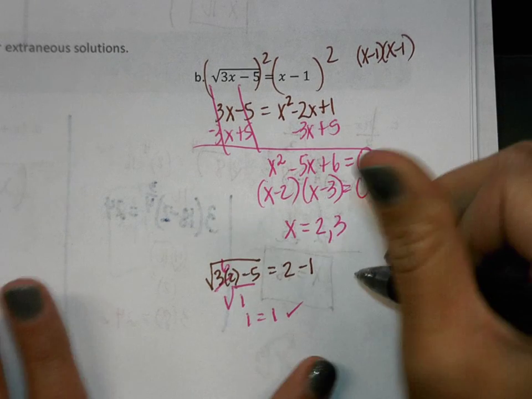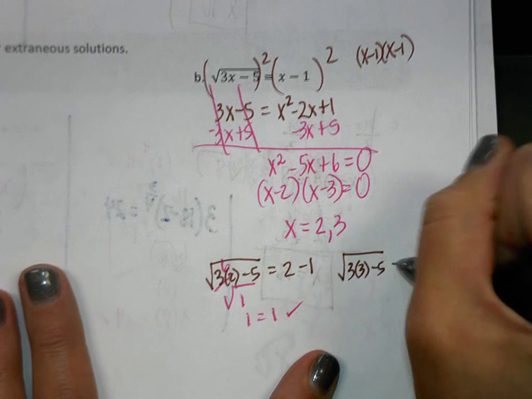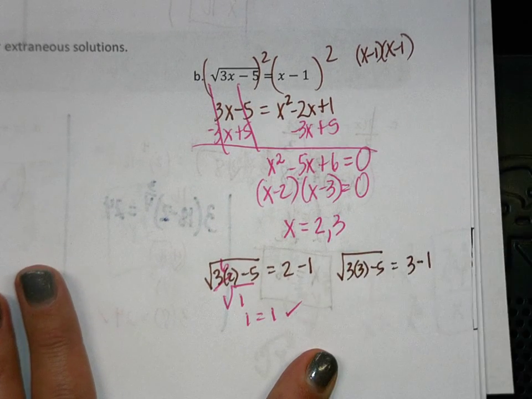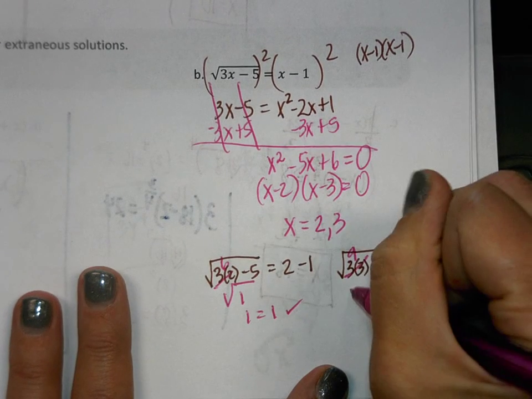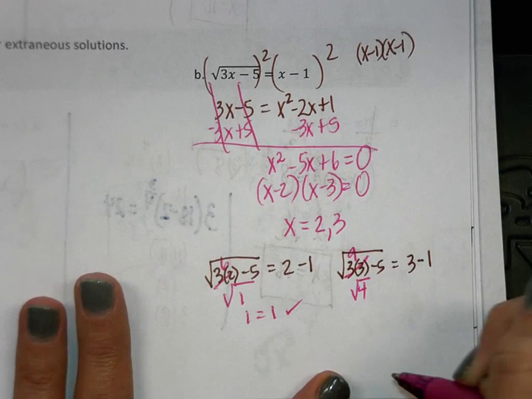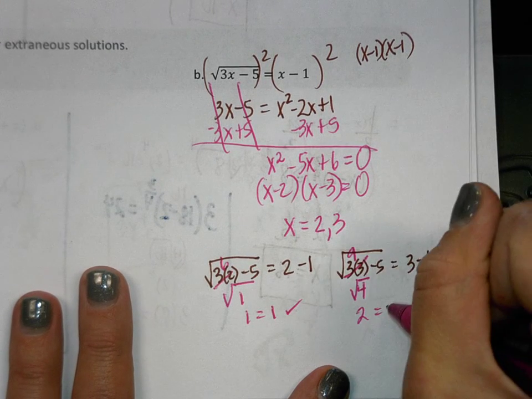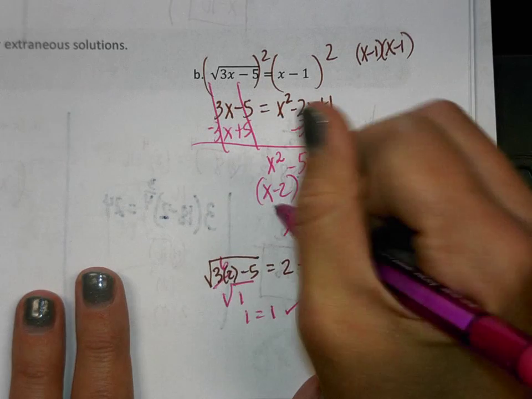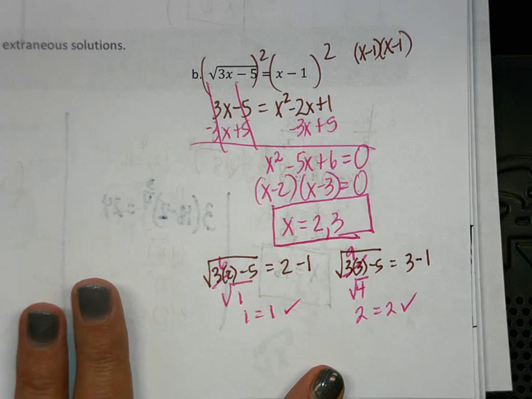Okay, so now let's try 3. So we have the square root of 3 times 3 minus 5 equals 3 minus 1. What is 3 times 3? 9, and 9 minus 5 is? 4. And the square root of 4 is 2, and 3 minus 1 is 2. So both of these answers ended up working this time. Okay, questions?